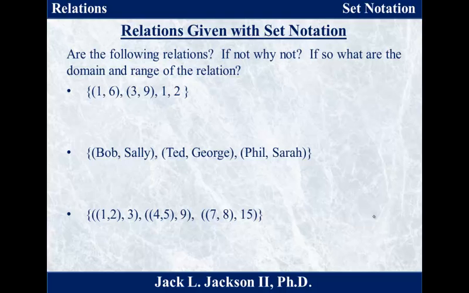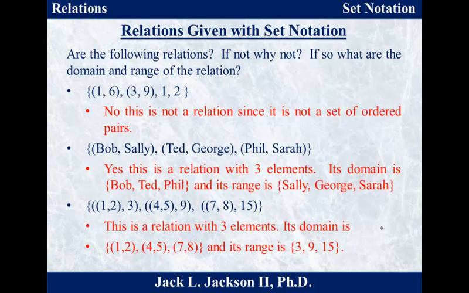Okay, well now we're back, let's take a look at this and see the answers. Well, this first one is not a relation since it's not a set of ordered pairs. It does have a couple of ordered pairs in it. It has the ordered pair 1, 6 and the ordered pair 3, 9, but the 1 and 2 are single elements and not ordered pairs. So this is not a relation since it's not a set of ordered pairs.